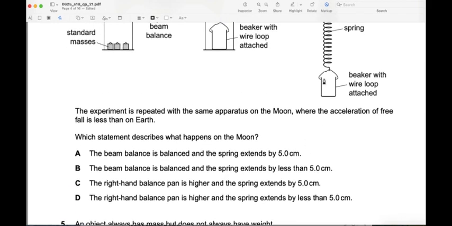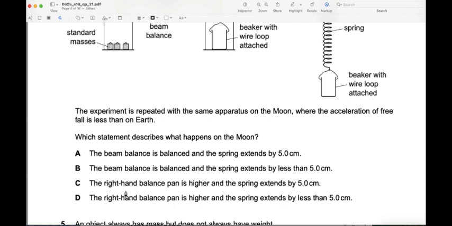Because why? Because the weight of this one is smaller. The weight on the moon is smaller than the weight on Earth. When you take it to the moon, due to gravity, which is smaller, the weight will be smaller. So B looks correct, but we have to read all the options. Maybe there are more correct options.